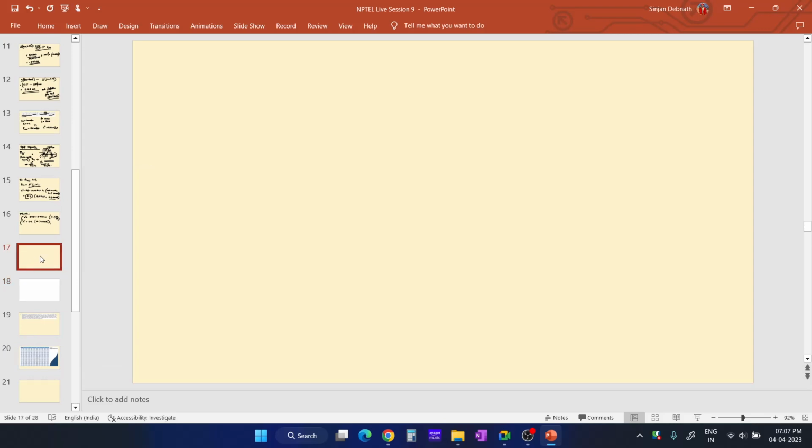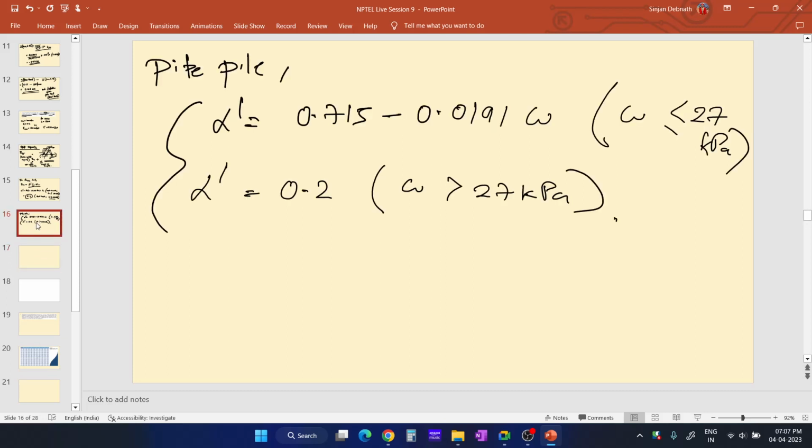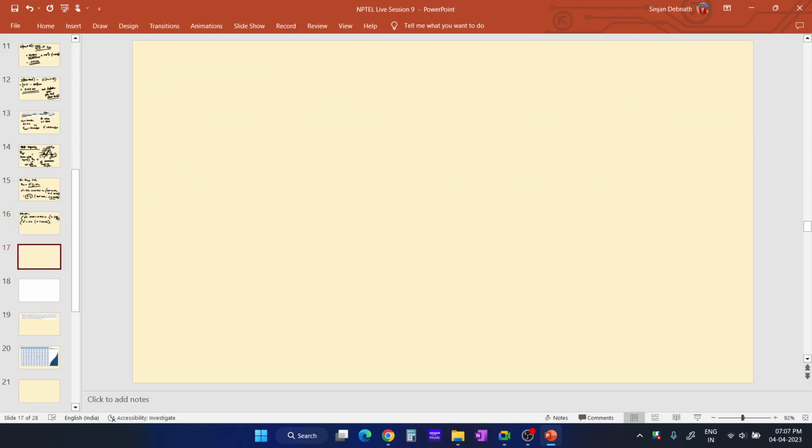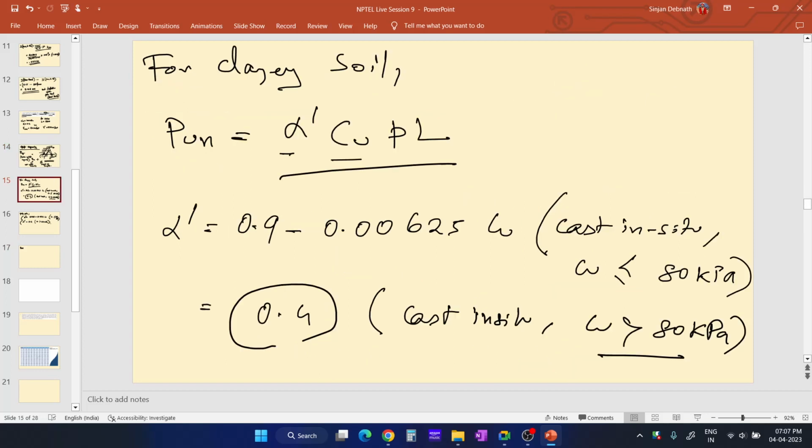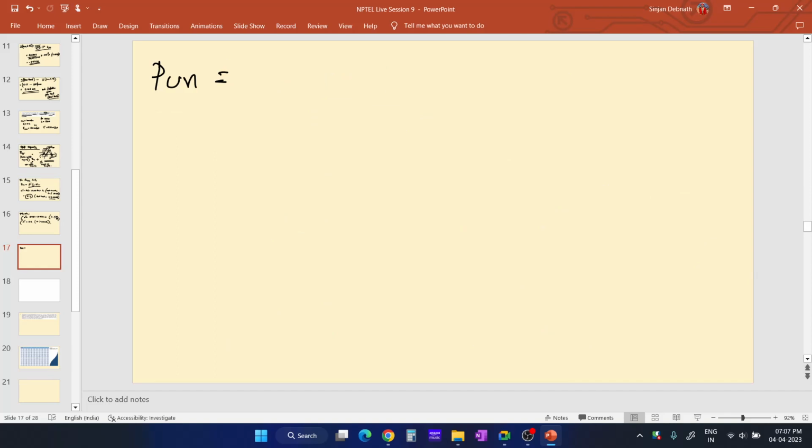Let me add a slide over here. So PUN. How much is PUN? What is the formula for PUN? PUN is alpha dash Cu P into L. PUN means alpha dash Cu P into L. So alpha dash is how much?